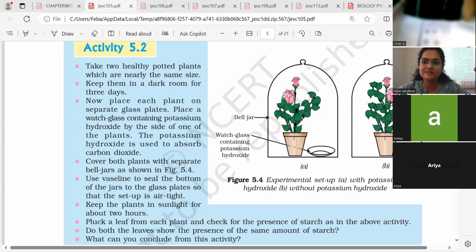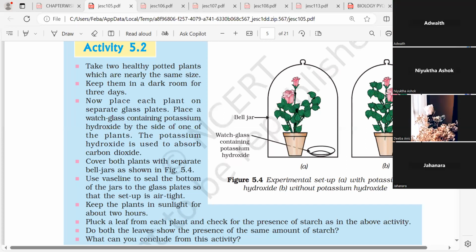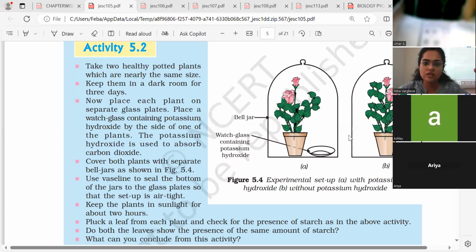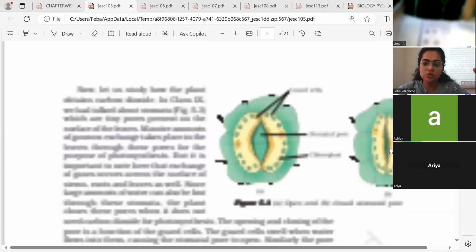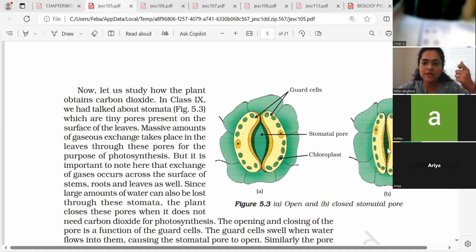For the guard cells, they will close, they'll shrink once they lose water, and they will not be able to maintain their shape, because of which they'll become flaccid, and that causes the closure of the stomatal pore. What if water flows into them? If water flows into them, they become turgid.